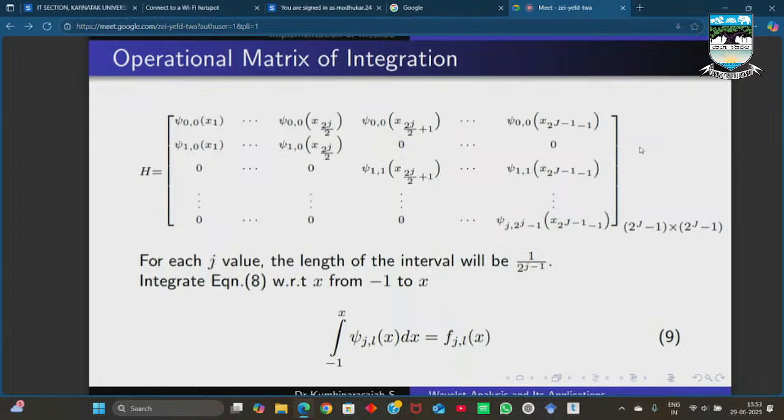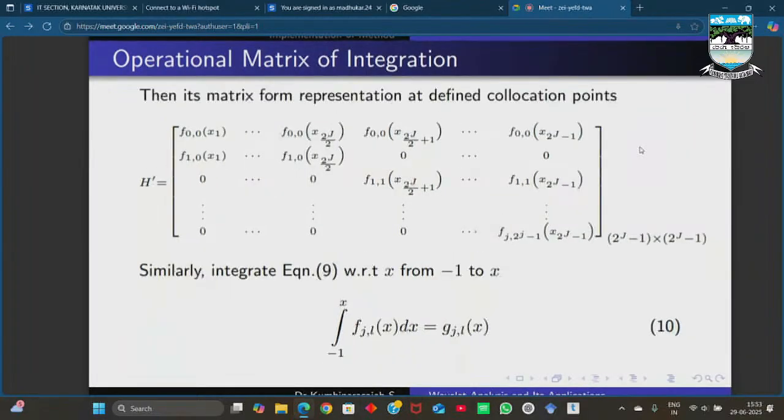Now I integrate from minus 1 to x of psi j comma l of x. Then I get again a function of x. For the same collocation technique, I apply it here. Then I get one more matrix. This matrix H prime is the first operation matrix of integration.